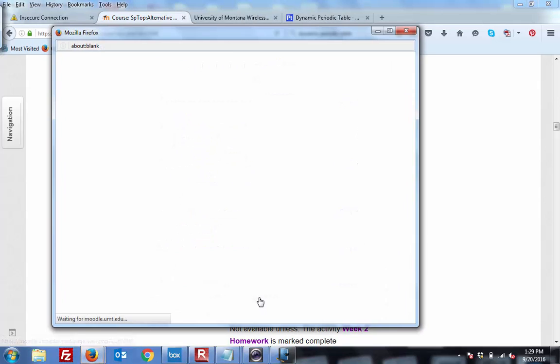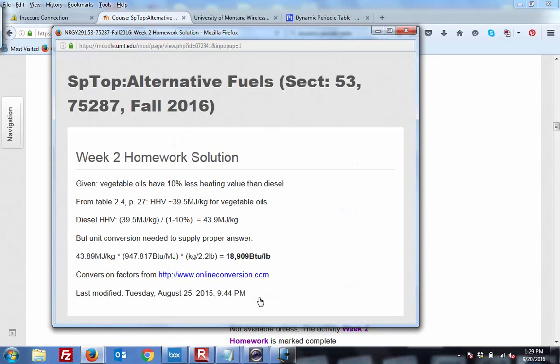Here's the week 2 solution. Okay. So yeah, this is very similar to what we were working on in class before. So the higher heating value is on the order of 38.5 megajoules per kilogram for vegetable oils. And to calculate the diesel HHV, we're simply adding another 10%. I don't know why, well, he's written this in as one.